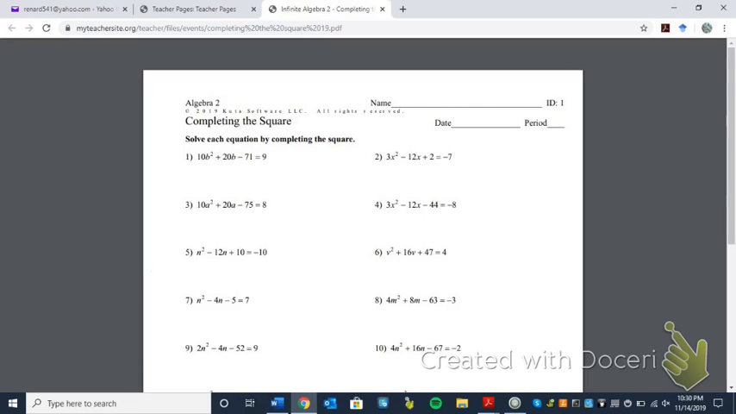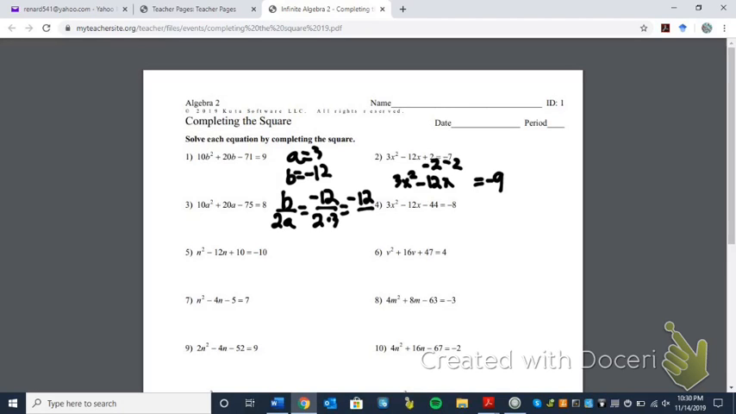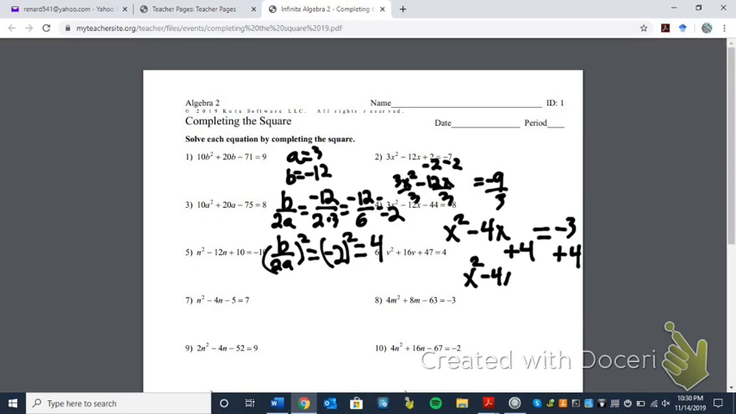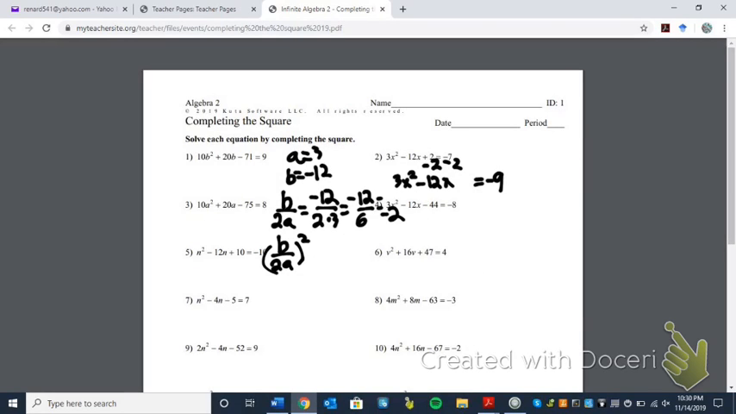So moving on, let's look at number 2. Here we're going to subtract 2 from both sides. So we have 3x squared minus 12x equals negative 9. Now, I know that a equals 3, b equals negative 12. So b over 2a is going to be negative 12 over 2 times 3, or negative 12 over 6, or negative 2. So (b over 2a) squared is going to be negative 2 squared, or 4.